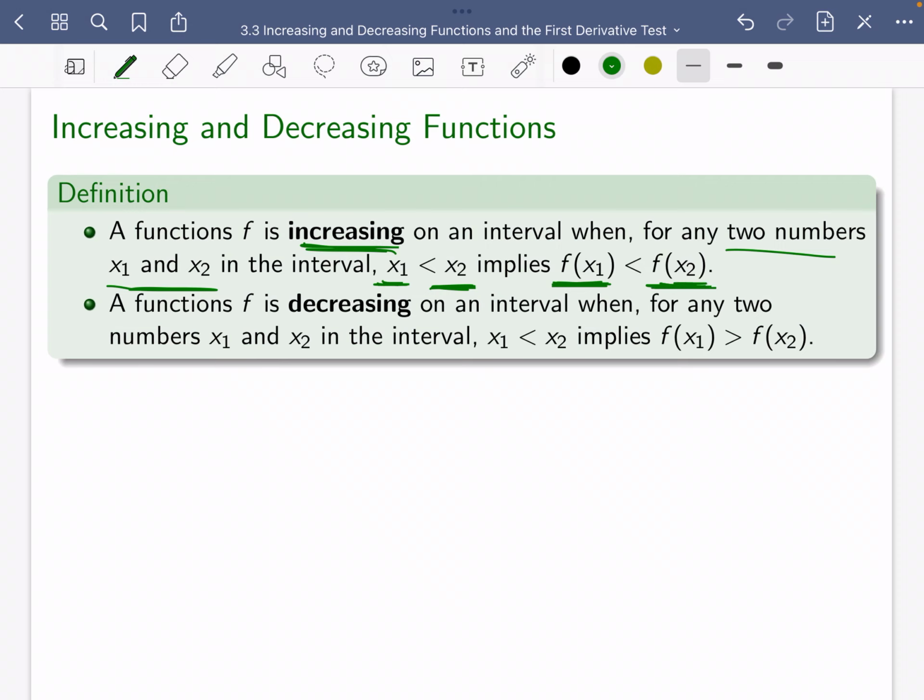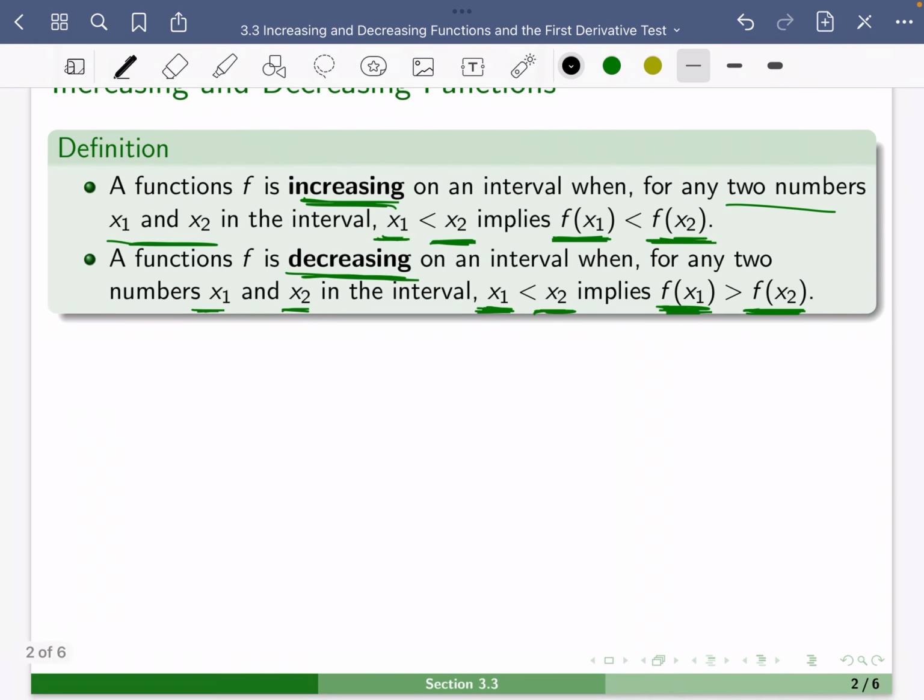So that is increasing. A function is decreasing on an interval if for any two numbers x1 and x2, if x1 is smaller than x2, then the function value at x1 is larger than the function value at x2. And so this is saying as we move from left to right in the x values, our function values are moving from larger to smaller. Right? So as we move left to right, it is going down.